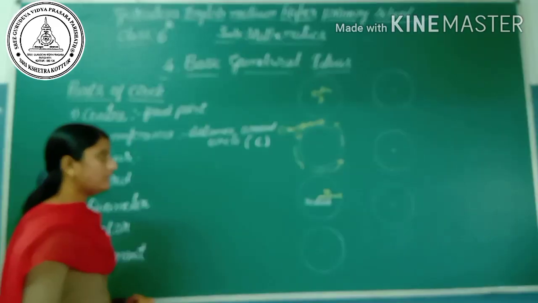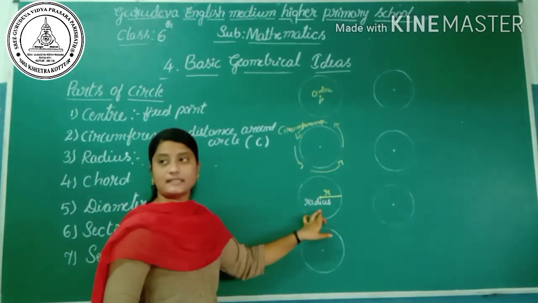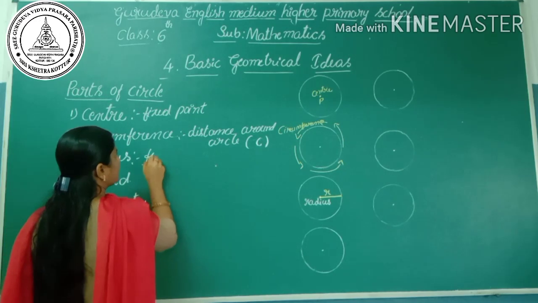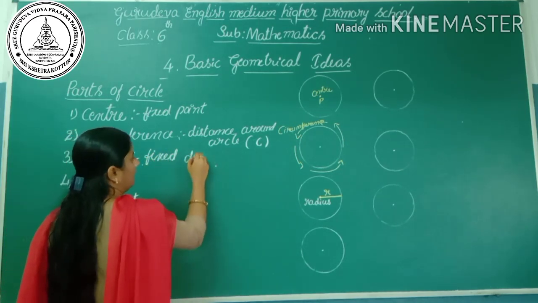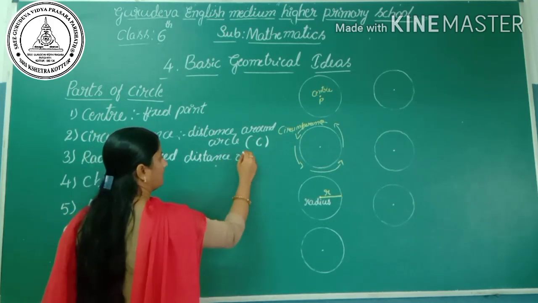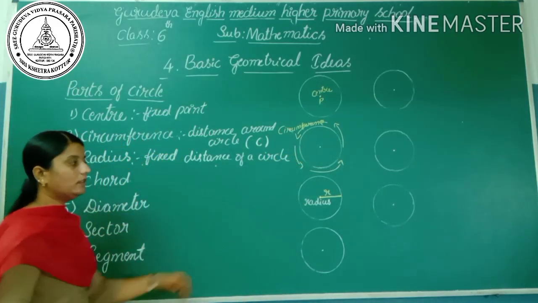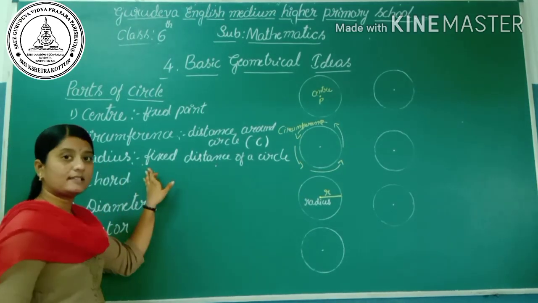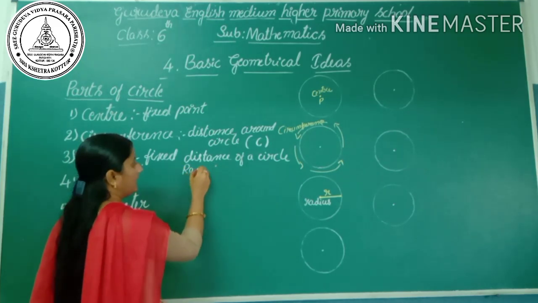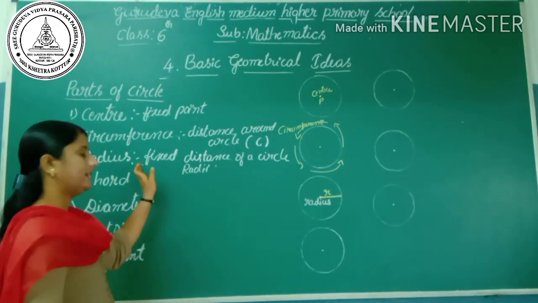And also we can say that radius is the fixed distance of a circle, right? Radius is the fixed distance of a circle. Yes, we can write radius is the fixed distance of a circle. And it is denoted by the small letter r. And radius is the singular form and radii is the plural form. Radii, R-A-D-I-I, is the plural form of radius, right?